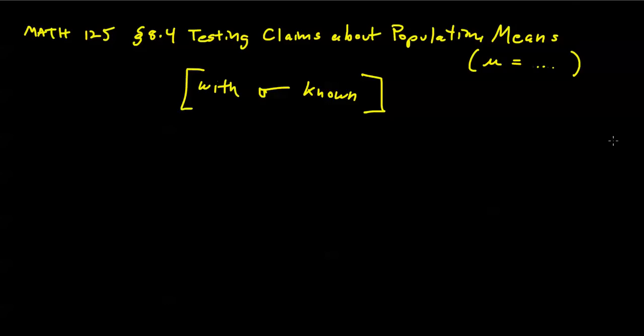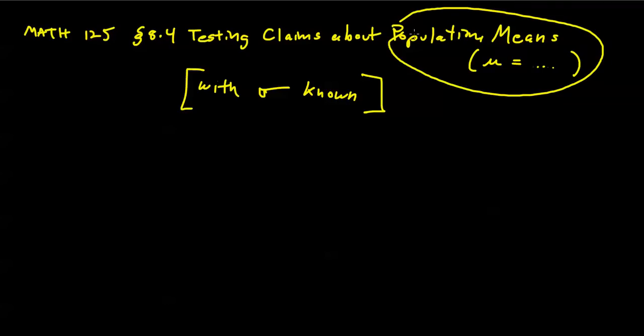Good morning. Today we're going to talk about section 8.4, testing claims about mu. In other words, testing claims about population means. You may recall the symbol for population mean is mu, and we're going to test claims about mu in this section with sigma known. Now this should sound somewhat familiar, as in chapter 7. For this section, we're making the assumption that the population standard deviation is known.